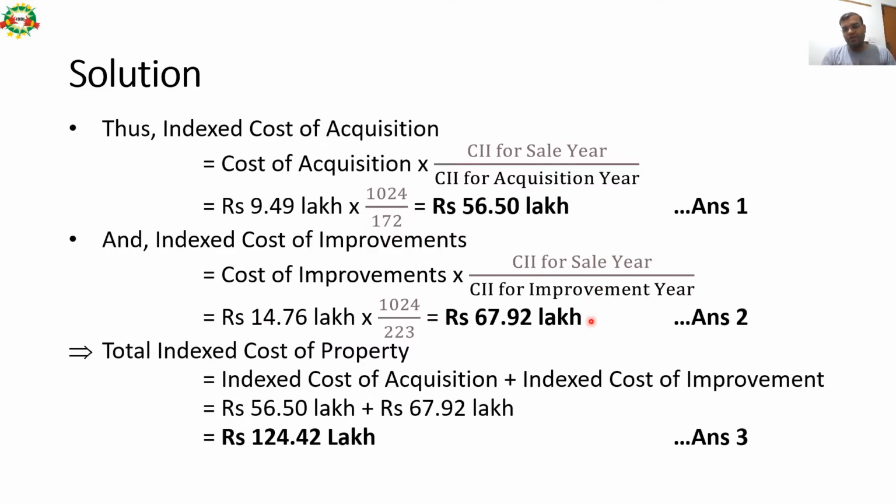So this 67.92 is the index cost of improvement, and this is the answer to question number 2 of the question. Then total index cost is simply the sum total of index cost of acquisition plus index cost of improvement. So 56.50 plus 67.92 is equal to 124.42 lakhs, which is the total index cost of the property.